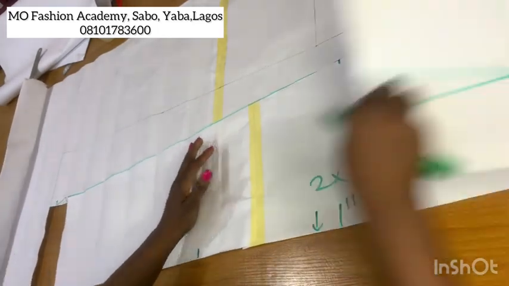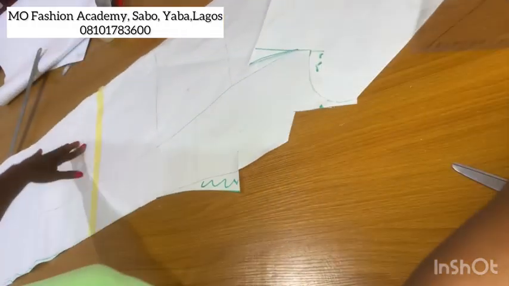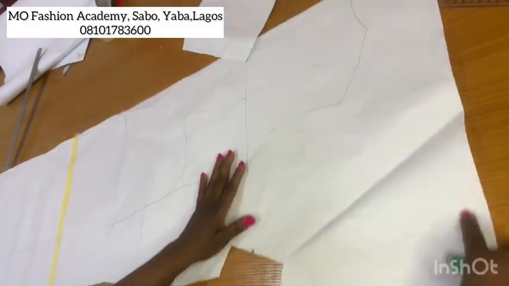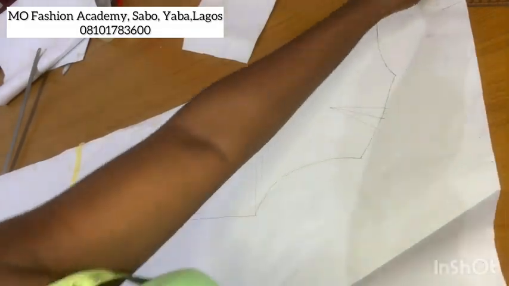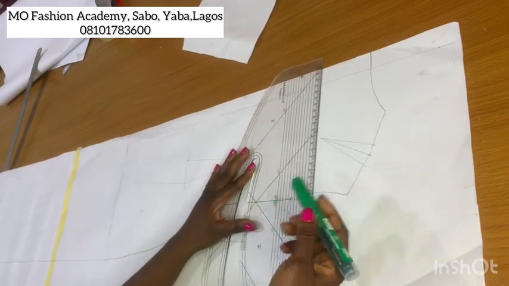Setting this aside, we are going to work on the back part of this pattern. Now the first thing we want to do here, you want to eliminate the shoulder dart. Now I'm just going to transfer the dart into the armhole and we blend the armhole.